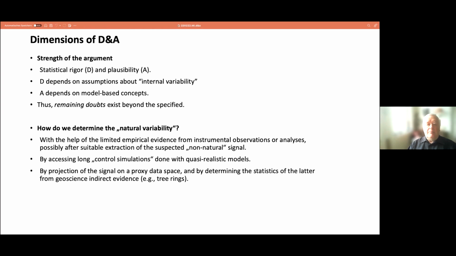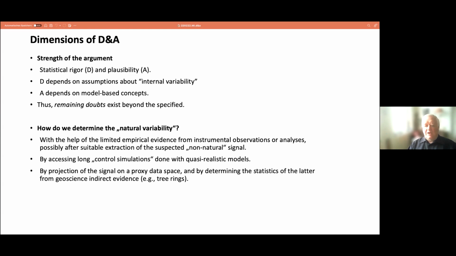A, the attribution depends on model-based concepts, usually. And so it may be that you say, oh, the models are maybe not the right ones. And this situation becomes even more significant when we talk about event-based attribution, which is fully based on model-based concepts. And therefore, I'm not 100% happy with this concept. Thus, we have remaining doubts beyond the specified ones. We have to keep that in mind, but I would not say that I would be inclined to relax on my conclusions.